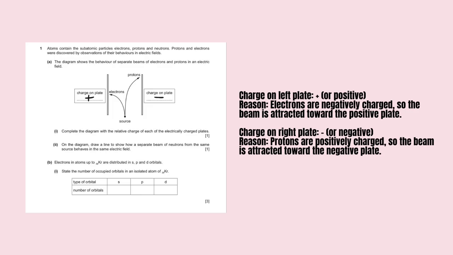Let's look at part A1. Opposite charges attract while like charges repel. Left plate: the electron beam bends to the left since electrons are negatively charged. They are attracted to the positive plate. Right plate: the proton beam bends to the right, since protons are positively charged, they are attracted to the negative plate.